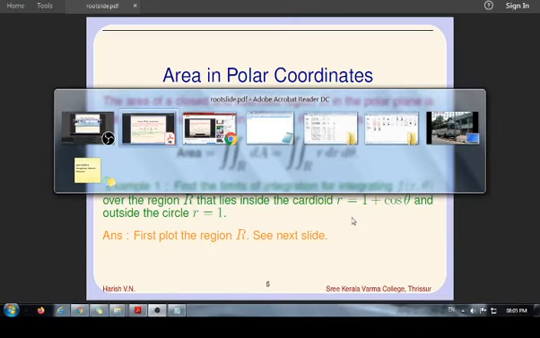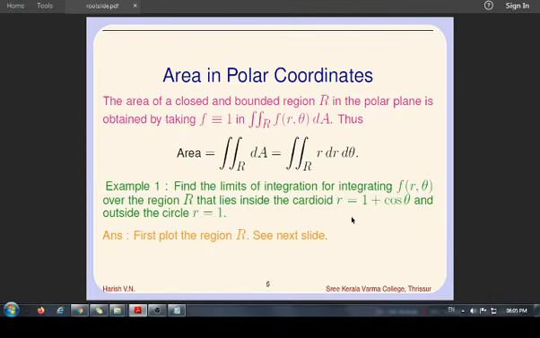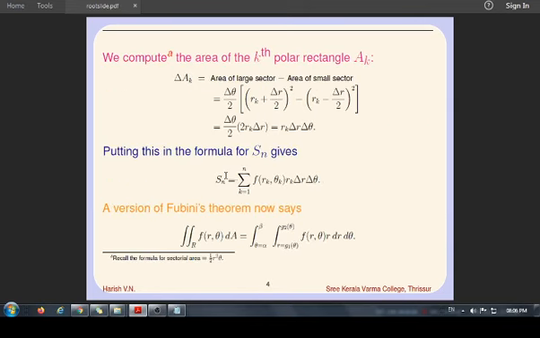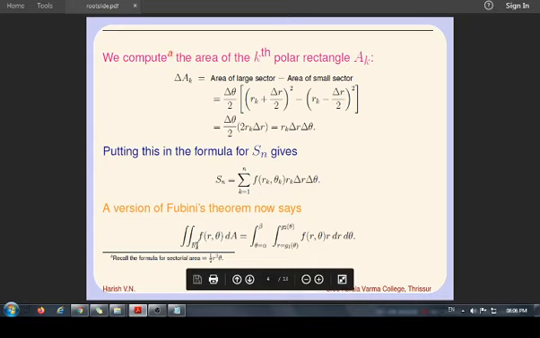We are going to continue with integration in polar coordinates and recall the double integral over a polar region R of f of r comma theta dA equal to, by Fubini's theorem, this double integral can be evaluated in terms of iterated integrals. First you integrate with respect to r, integral r from g1 of theta to g2 of theta of f of r comma theta r dr, keeping theta fixed.